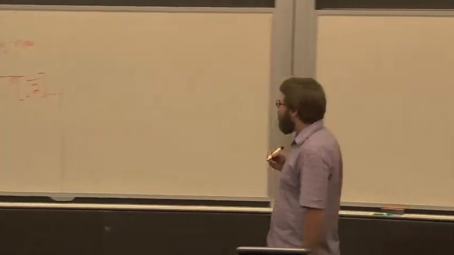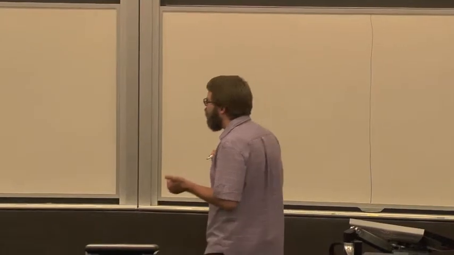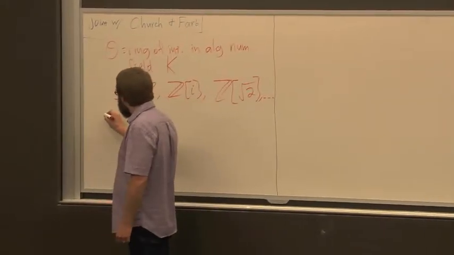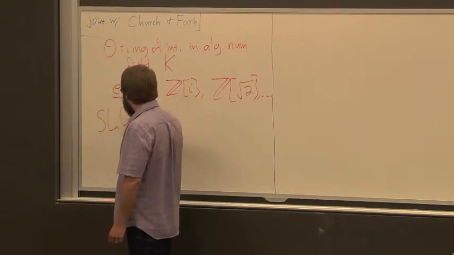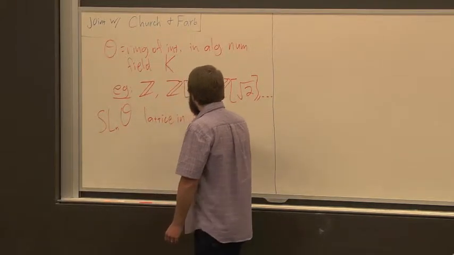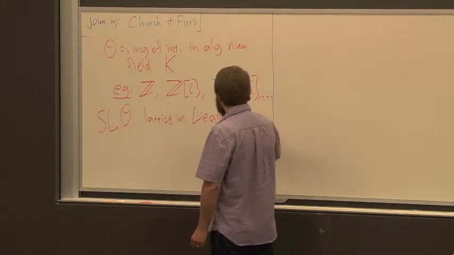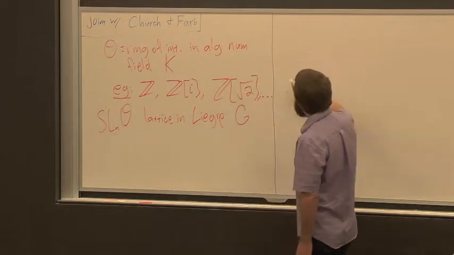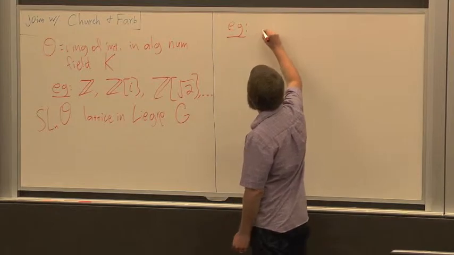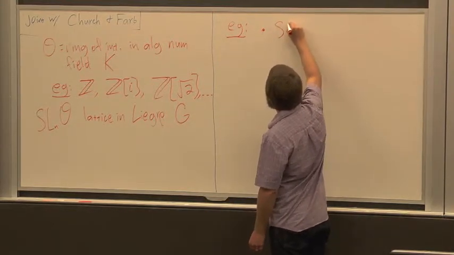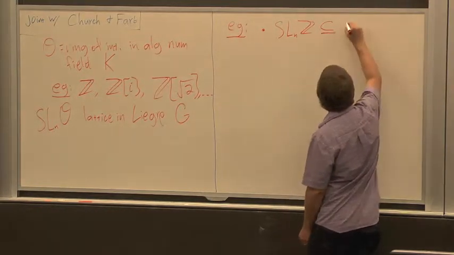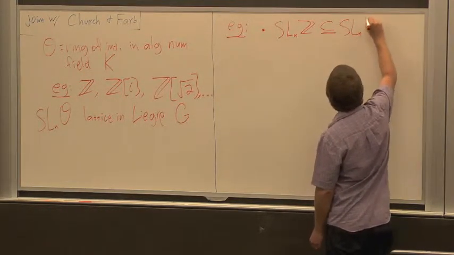So the group I want to be talking about is SL_N over this ring of integers. This group SL_N(O) is a lattice in a Lie group G. Just in case you haven't seen this before, let me give you a couple of examples. Some of them are pretty obvious. For instance, SL_N(Z) is a lattice inside SL_N(R). That's no surprise.